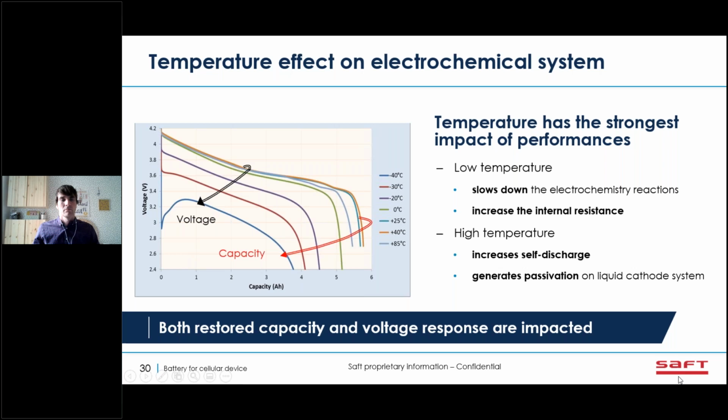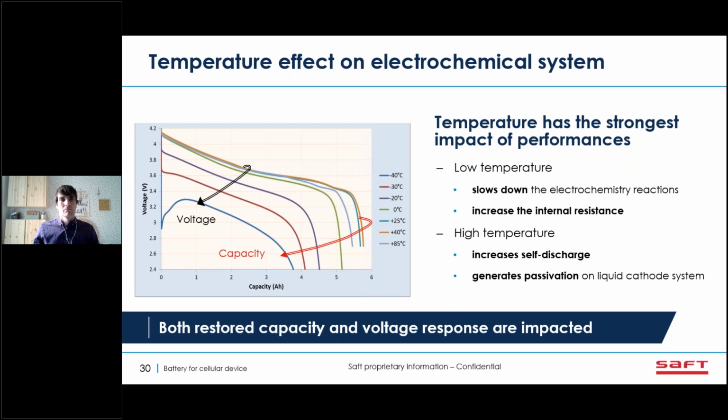Also at electronic level, temperature will have an impact on the consumption of all the electronic components. It will not consume the same quantity of energy if you are at room temperature, at 40, 50 Celsius degree, or at minus 20 Celsius degree.